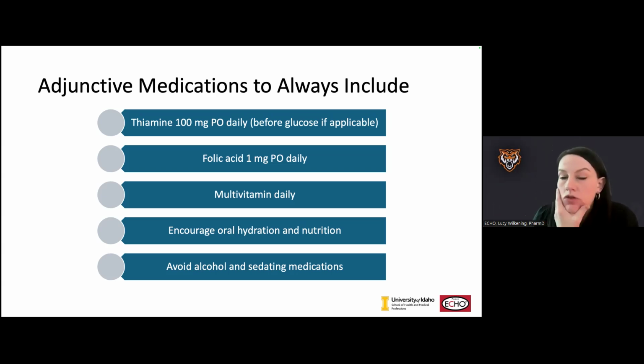So thiamine administration is totally reasonable. Folic acid is totally reasonable. A multivitamin is totally reasonable. And then encouraging good oral hydration and nutrition and avoiding hypnotics and alcohol. These are very reasonable and evidence-based things to add in addition to those protocols that I already showed you.